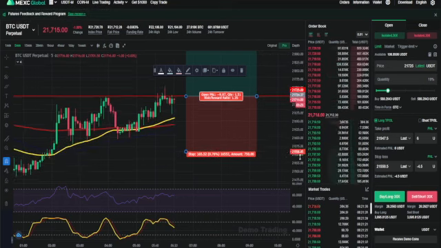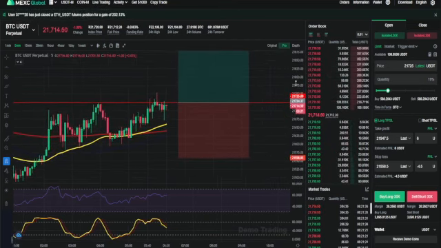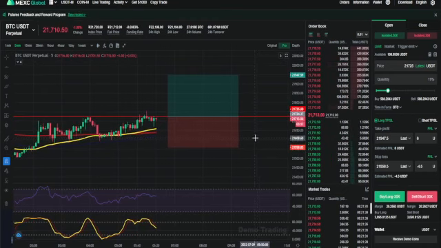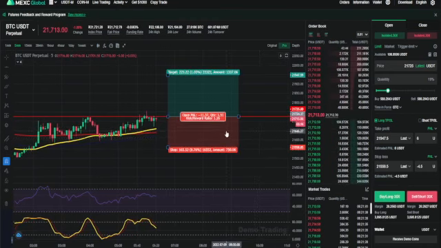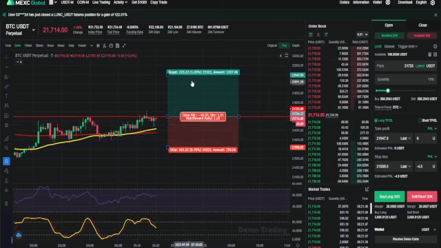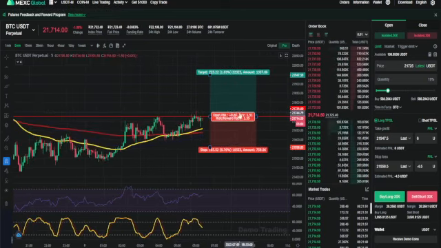Every order has a fee regardless. I don't care what exchange you're on. You have to pay if you make an order. You have to pay a fee. And this is how you are going to make your profit.